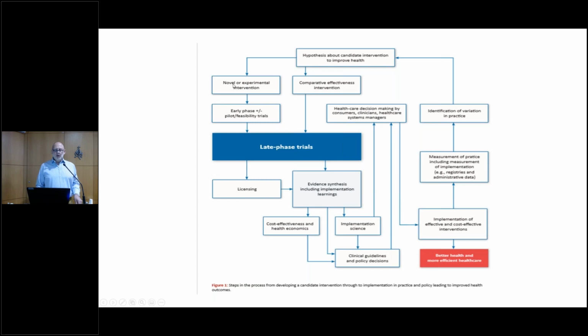For novel or experimental interventions, it's quite appropriate for an intervention to progress into early phase clinical trials, phase 1, phase 2 type trials. Whereas comparative effectiveness interventions are already part of the spectrum of standard care and can go appropriately immediately into late phase clinical trials. It may be necessary to do feasibility and pilot trials in both of these pathways.